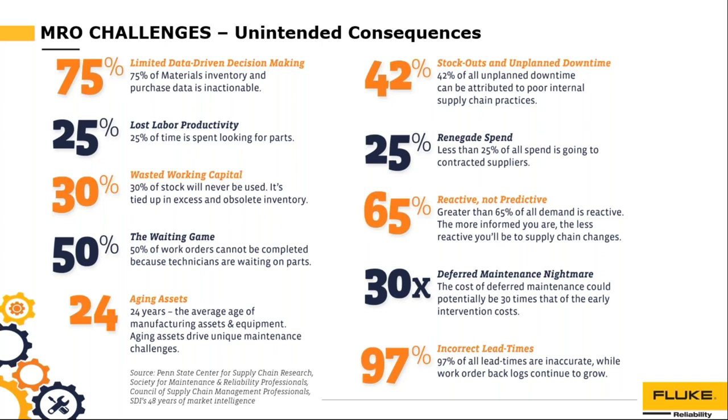42% of unplanned downtime can be attributed to poor supply chain practices, wrong min-max levels, improper lead times. That lead time is one of the things that's come to light now with COVID-19 that is putting stress on supply chains. And Brian will talk about that in a little more detail shortly. So being a slave to single source suppliers or OEMs and just poor data in general. 65% plus of all demand is reactive, and 97% of lead times are inactive, while work order backlogs continue to grow, because of a misunderstanding of the actual lead time on the parts that you need.